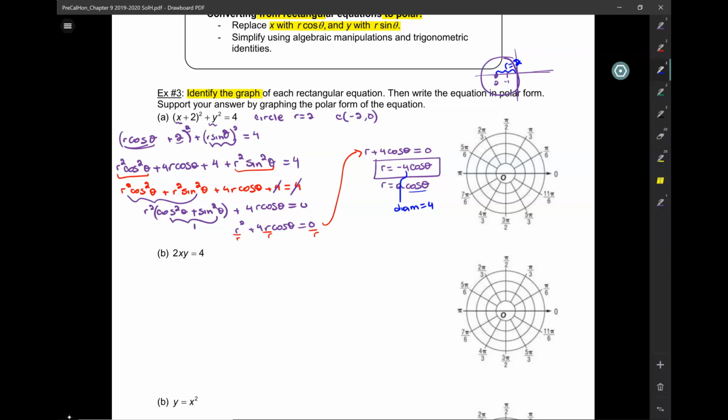So basically, this starts here. It goes 1, 2, 3, 4, right? Diameter of 4. And basically, it's a circle that looks like that. Okay? Plain and simple. And there you have it. That's what we've just done. All right, let's do another one.